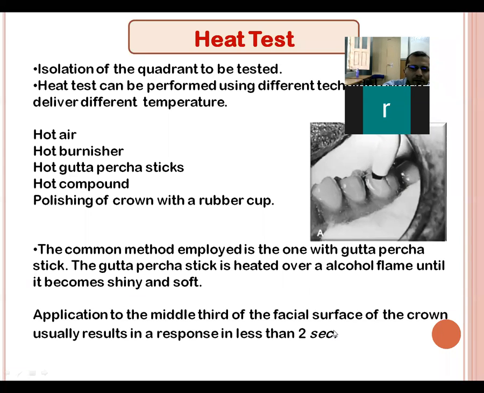The common method employed is the gutta percha stick. The gutta percha stick is heated over an alcohol flame until it becomes shiny and soft, and it is touched onto the middle third of the facial surface or the buccal surface. If the patient doesn't give you a response when you touch the heated gutta percha, the same test is performed on the cervical region, but you have to be very careful that it should not touch the gingiva.